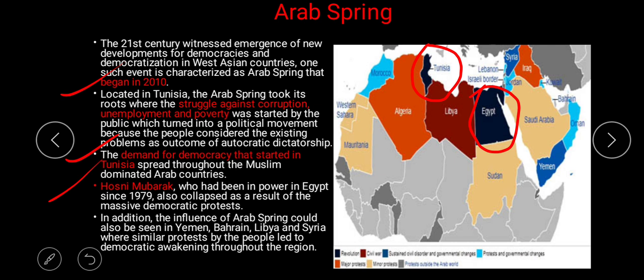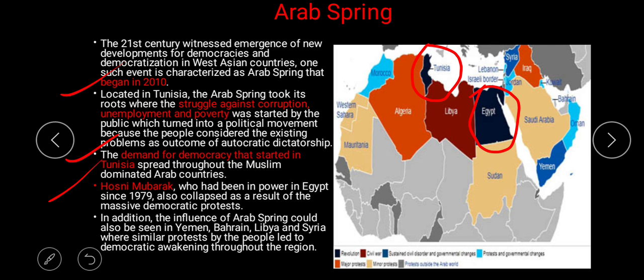People started demonstrating, and one of the most important or unique things that we find in the Arab Spring is the role that social media played. Previously, whatever movement or struggle took place, even in India's case, social media was not so strong or vibrant. But in the 21st century, around 2010, when this started, social media was very vibrant in the world, and that is where information was spread very fast. I hope it is clear now.